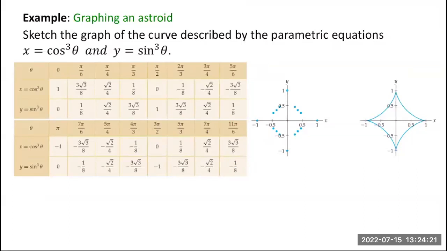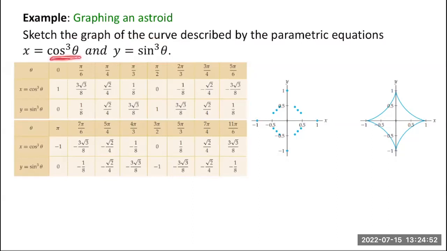Let's go over this. Sketch the graph of the curve described by the parametric equations x is equal to cosine cube theta, excuse me, y is equal to sine cube theta. Okay, so again, graphing parametric equations directly using these equations is straightforward. What you do is you make a value table.